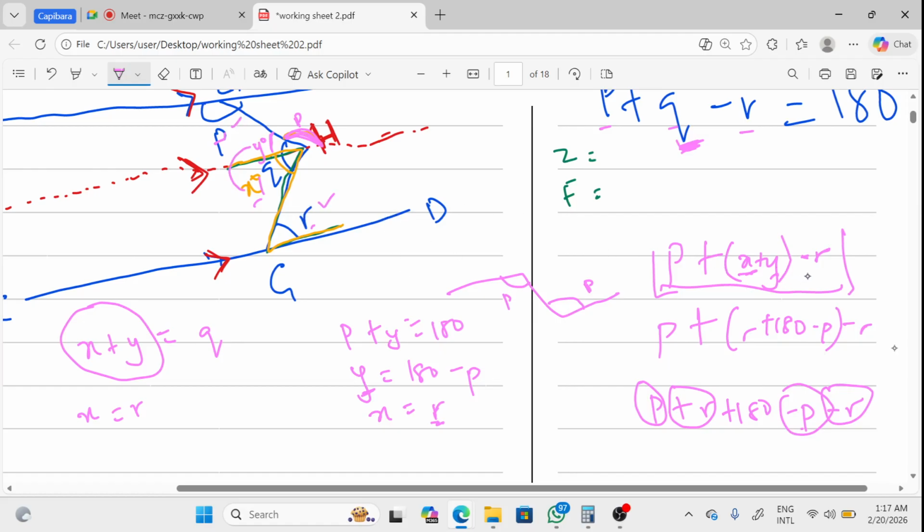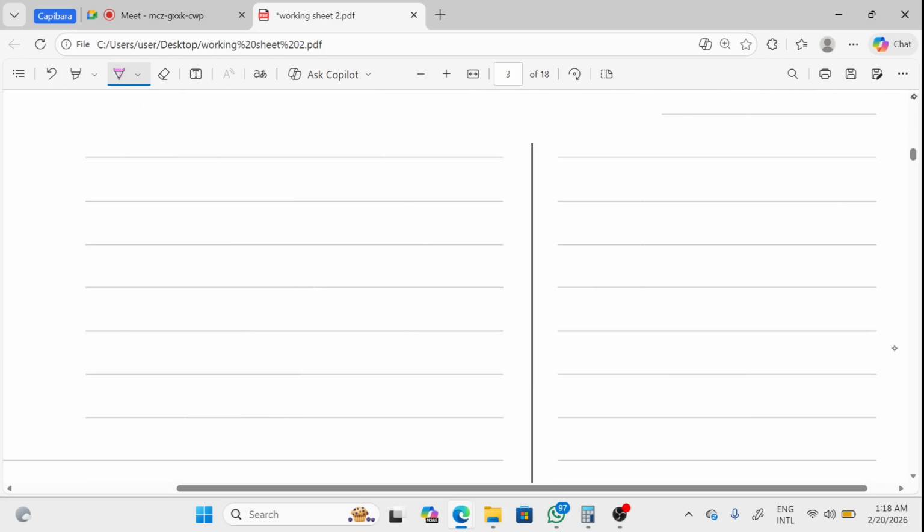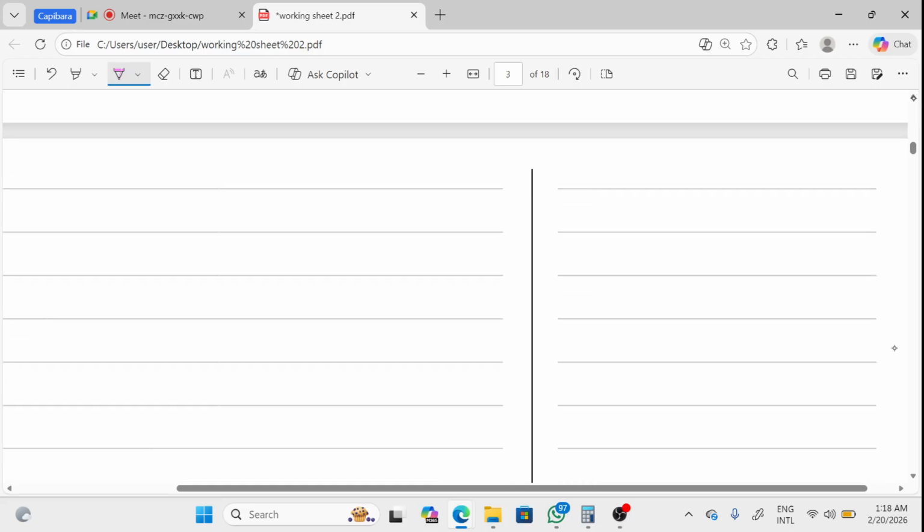So by the time I now want to resolve, because what they said I should prove is that P plus Q minus R is equal to 180. So I wrote P, which is this. Now I wrote my Q, because I've said here that X plus Y is equal to Q. So I wrote X plus Y for Q, then minus R. They want me to prove that it's equal to 180.